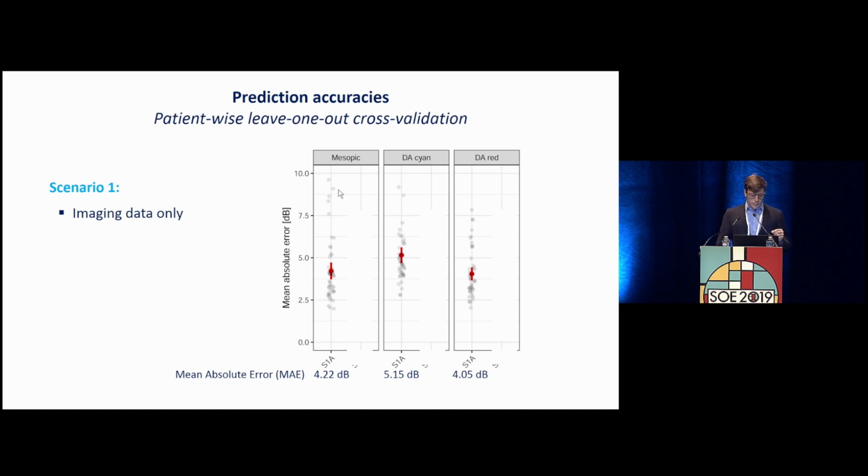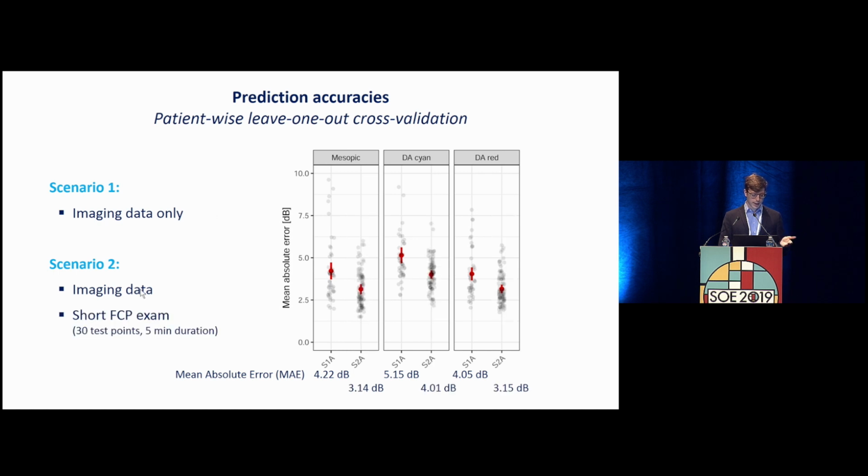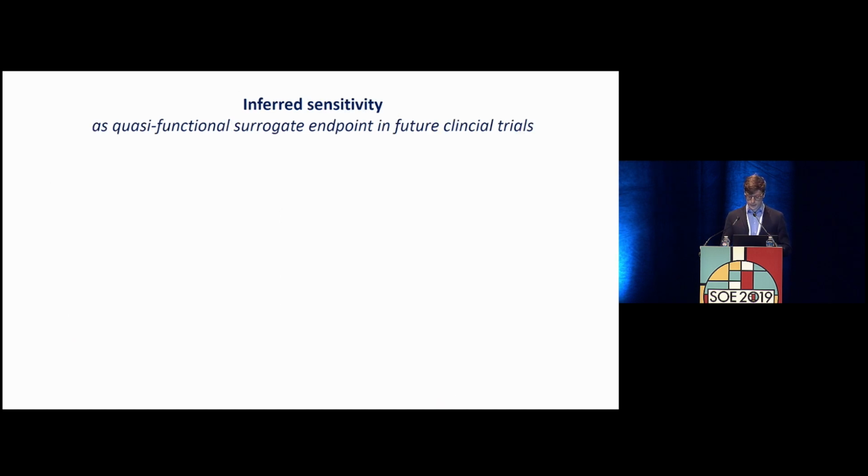So we thought, okay, if you have a brief perimetry test, the same idea as we have beforehand, and then add the imaging data, can our prediction accuracy get better? So if we add the information of 30 test points, which is a very short test, then the prediction accuracy for all the remaining test points gets even better, to an average error of 3.1 to 3.4 decibels for perimetry testing. So you can really precisely predict sensitivity.